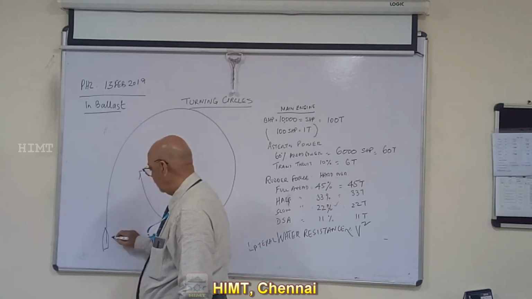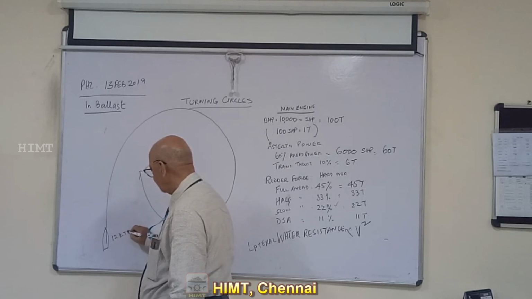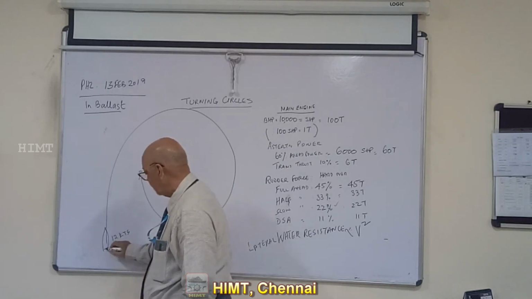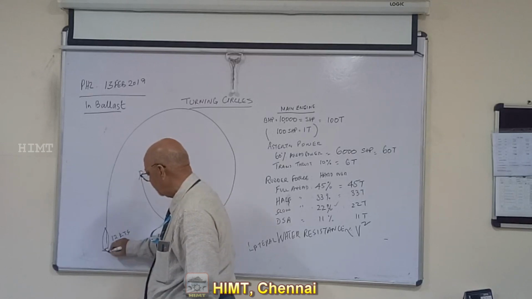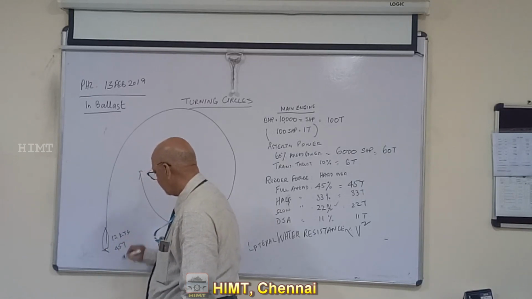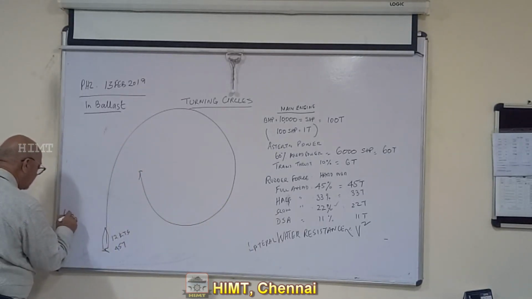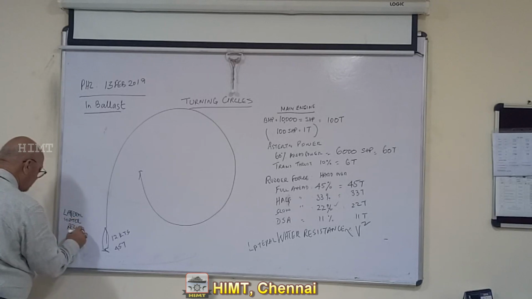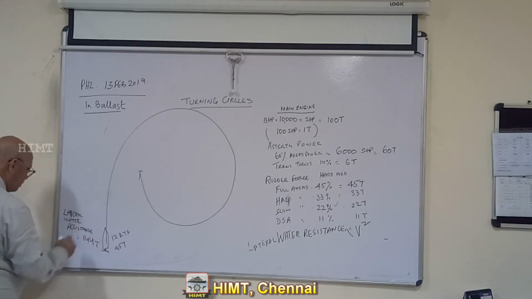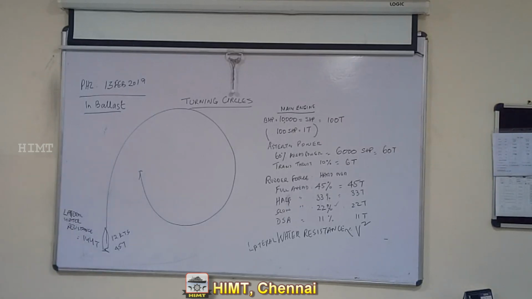So we are doing now 12 knots. Rudder force is 45 tons and lateral resistance 144 tons.